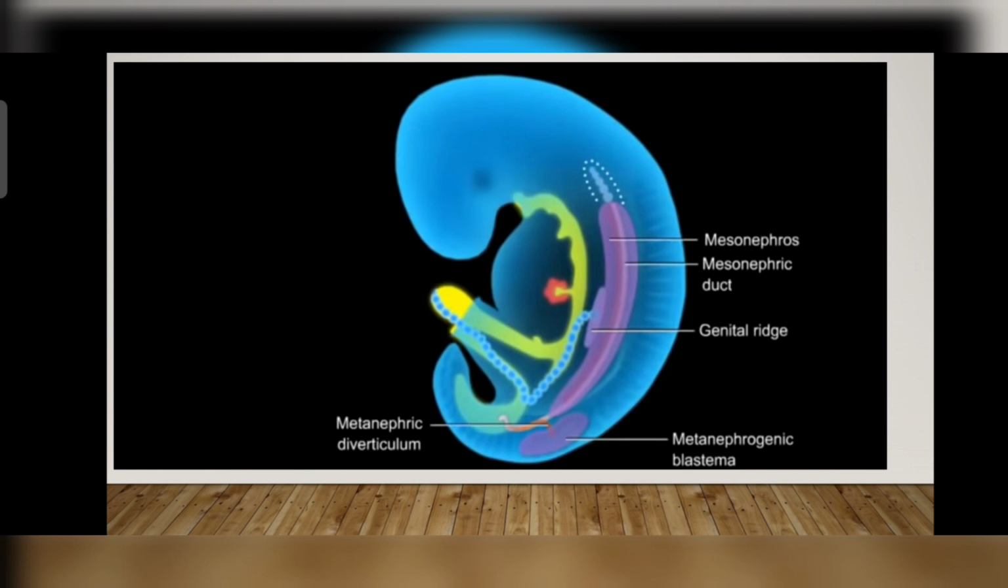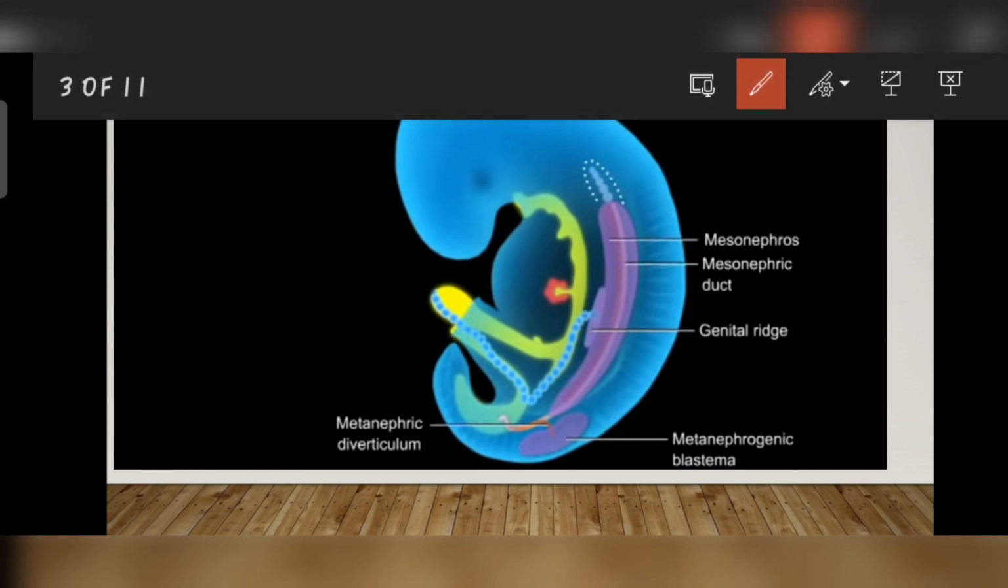Development of testis and epididymis. The testis develops on the posterior wall of the abdominal cavity. This is the abdominal cavity, and it develops on the posterior wall of the abdominal cavity from the mesodermal genital ridge. So we see this is the genital ridge over here, which will form the testis. This genital ridge lies on the medial side of the developing mesonephros at the level of T10 segment.